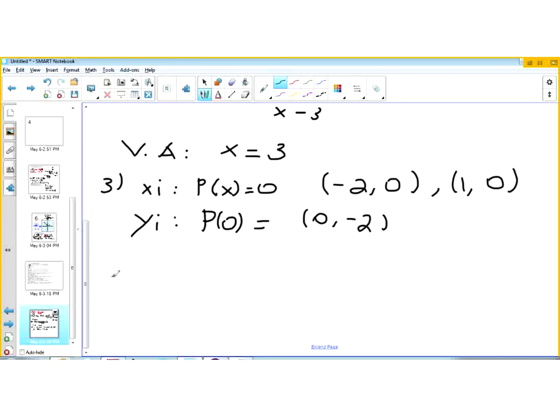Next, we want to analyze to see if there are horizontal asymptotes. Well, the degree of p of x is 2. And the degree of q of x is 1.